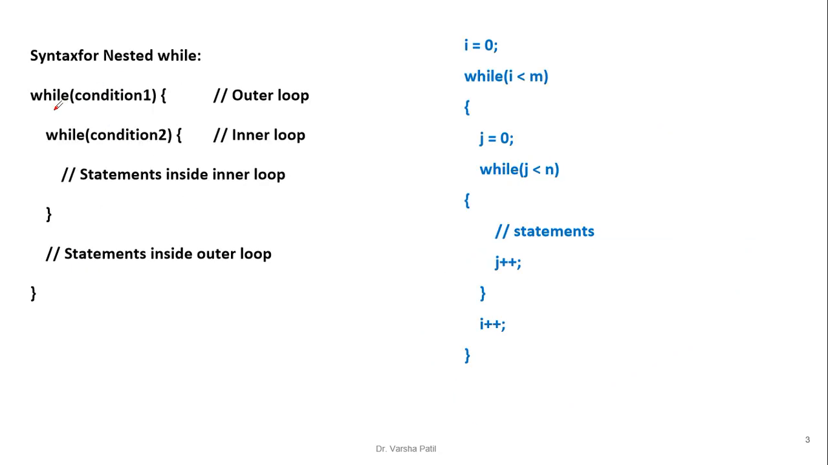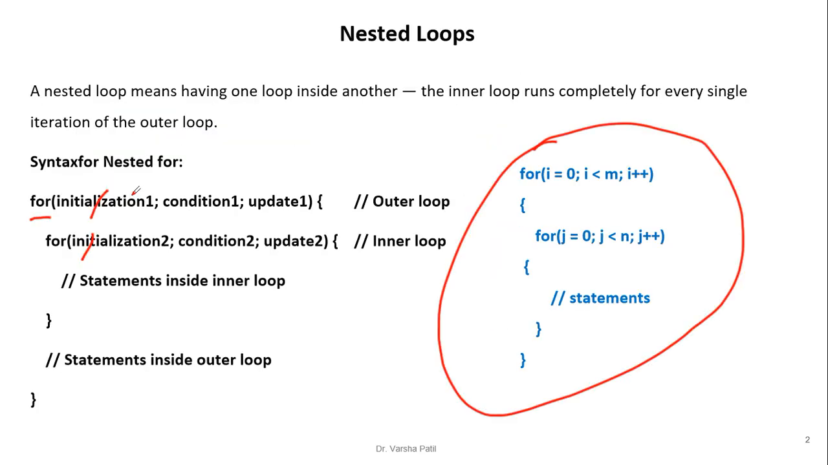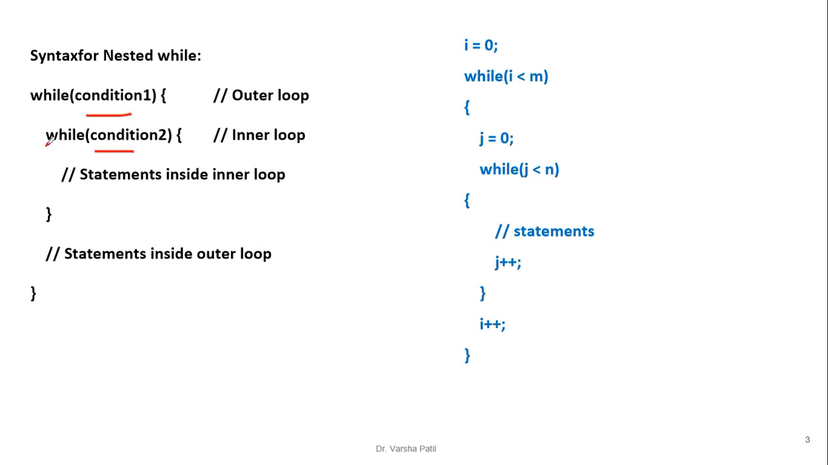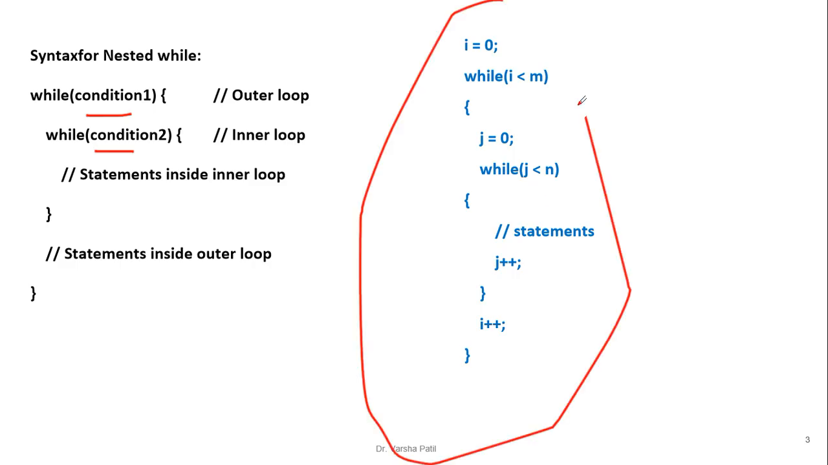Syntax for nested while. Similarly, the while conditions are like that only for nested. This is the outer while, this is the inner while. But when we do nested loop programs, most of the time we prefer the nested for. Why? Because initialization, final condition and updation take place in one line, so it is very easy. When we use the nested while loop, three different statements are there, so it is better to use nested for. This is a similar example for nested while.